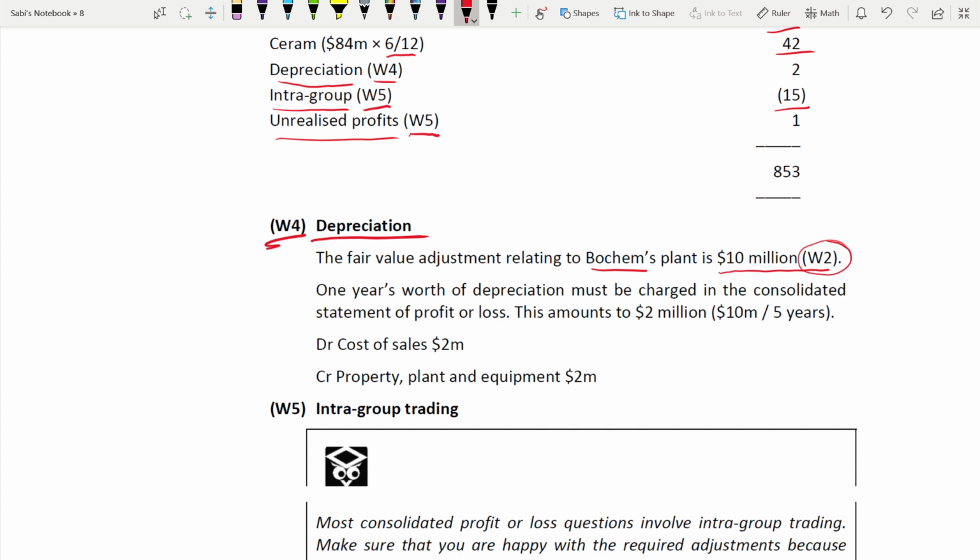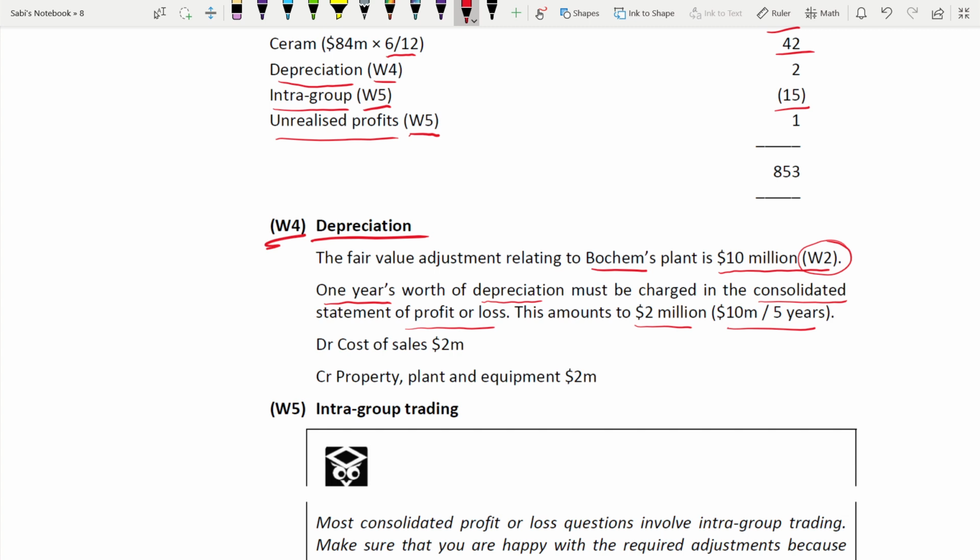You don't duplicate your work. Once you have done the working somewhere and you need that information in some other place, don't repeat your workings. Just refer like this: working 2, working 3. It is understood. So 1 year's worth of depreciation must be charged in the consolidated statement of profit or loss. How many years of depreciation are you going to charge? Only 1 year's depreciation, and this amounts to 2 million because 10 million divided by 5.